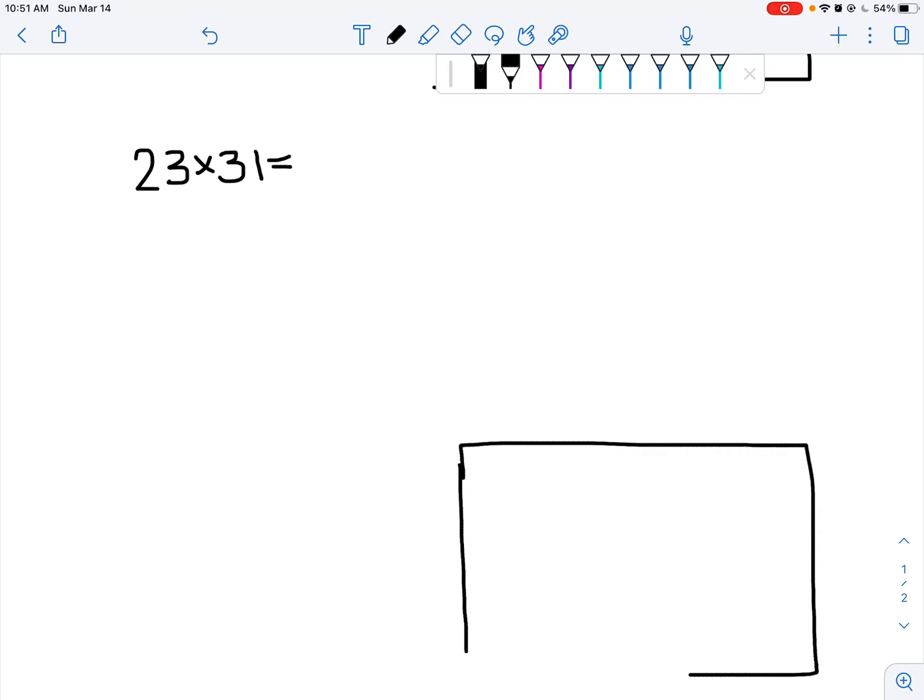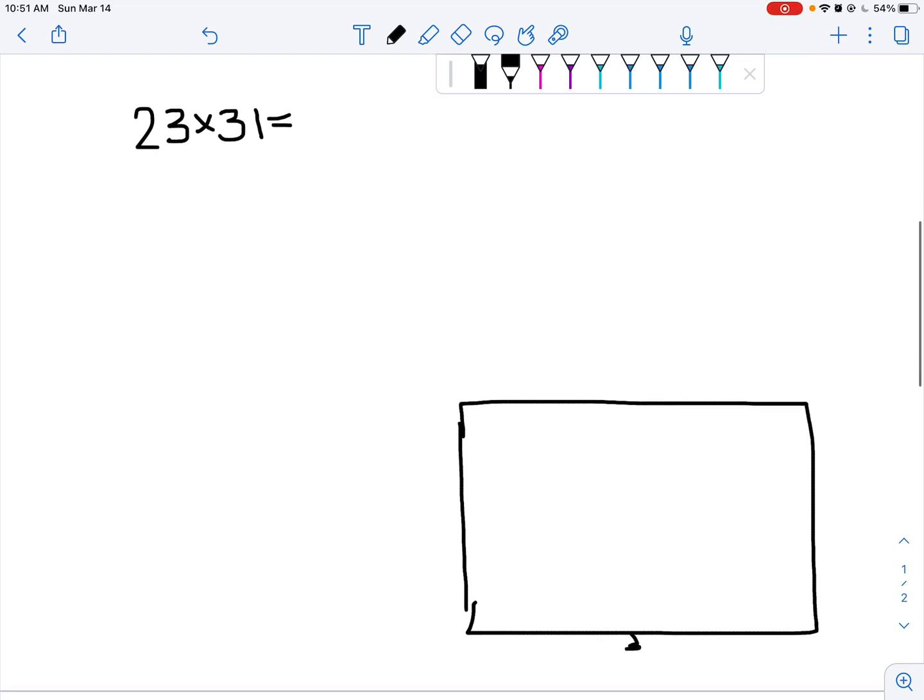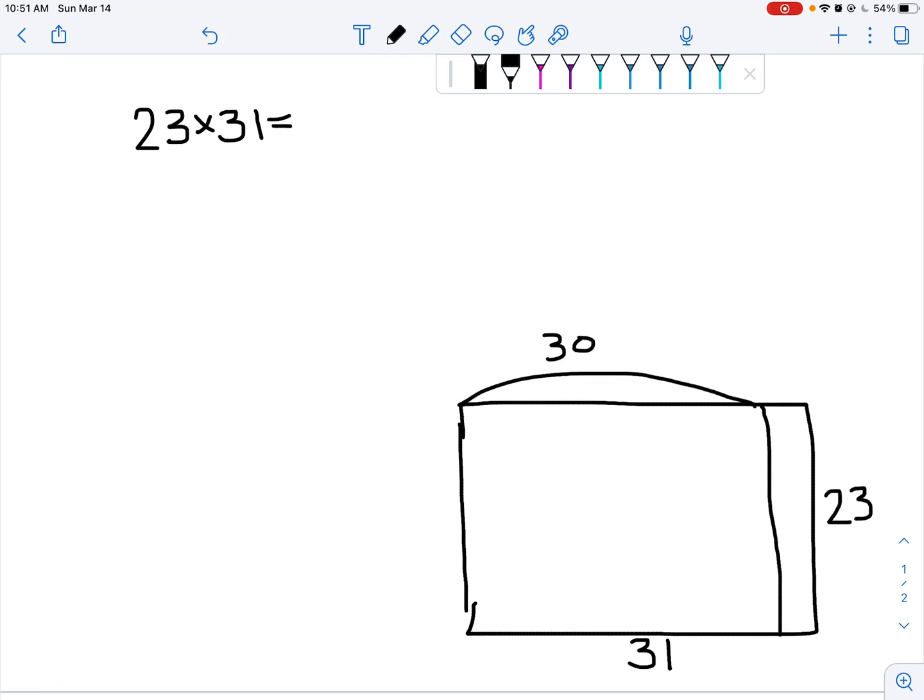And I do have one side that's longer, so I'm going to make sure I represent that in my rectangle. Okay, and I know this full side length, I'll scooch down a little bit. This whole side length here is going to be a 31, and this whole side length here is going to be a 23. So once again, I'm going to break up my 31. I think I'll break it up into a 30 and a 1. And then I'm going to break up my 23 into a 20 and a 3. Okay? So now I'm going to go and do one rectangle at a time.